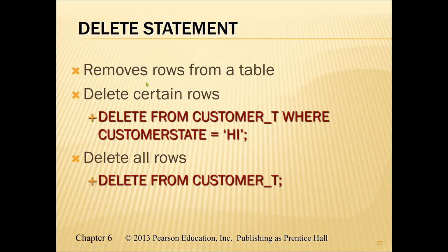So here we say that the delete statement will remove rows from a table. It will delete certain rows. For example, here we say delete from customer T, where customer state is HI, Hawaii. So this means all the customers from Hawaii or HI will be deleted from the table. But the table and other records will be there. So for example, if a customer is from New York, we still have it in the table. Or we can say, okay, delete everything. So I can say delete from customer T. Here, I don't have any condition. So this means I'm going to delete everything from the customer T table.